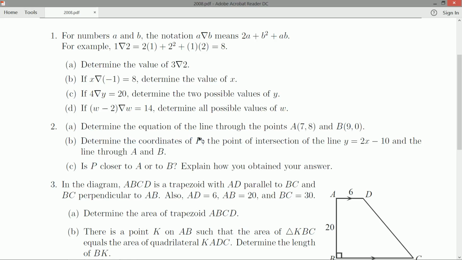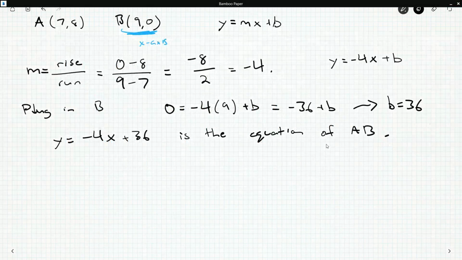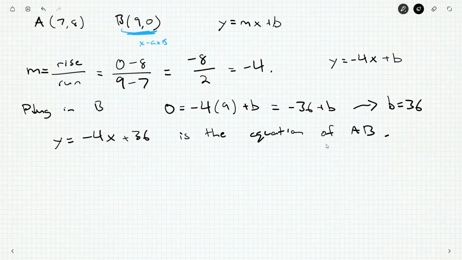Determine the coordinates of P, the point of intersection of the line y equals 2x minus 10, and the line through AB. So we're going to use our equation from part A. The way we find a point of intersection is we set the two values equal to each other. So if P is on both lines, then its y-coordinate must satisfy both equations.